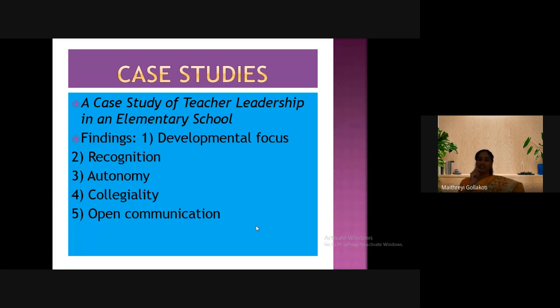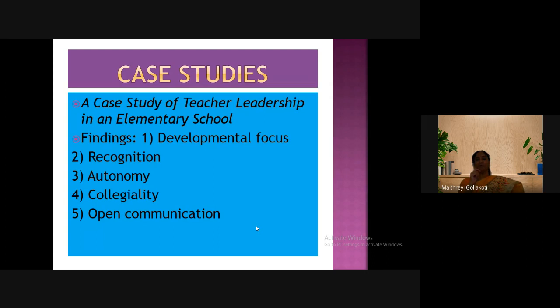Next, recognition. When the efforts of the teachers are recognized by the management, by the colleagues, by the students, it is a big boost for the teacher, isn't it? Then definitely the teacher will shine as a leader.